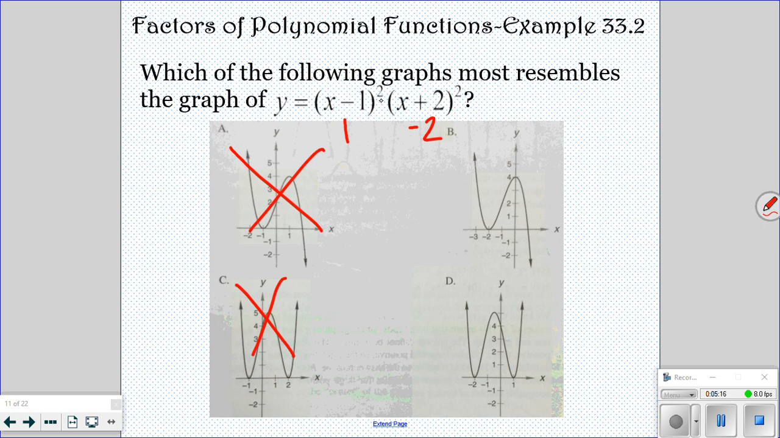Those are both squares. So what's going to happen at -2 and at 1? Is it going to touch or bounce, or is it going to go through? Since they're squared, it's going to touch or bounce at both of them. So D would be the graph that we would use. This equation would be if the 1 was to an odd number. So if this was a 1 or a 3, that would be the graph you would pick. Okay.